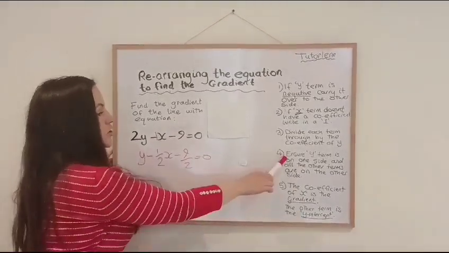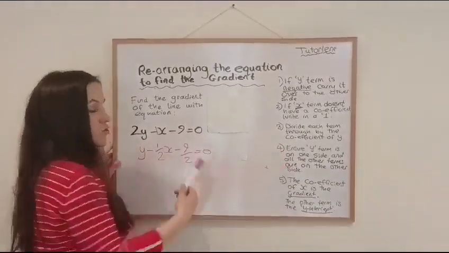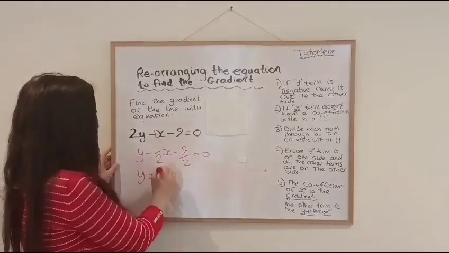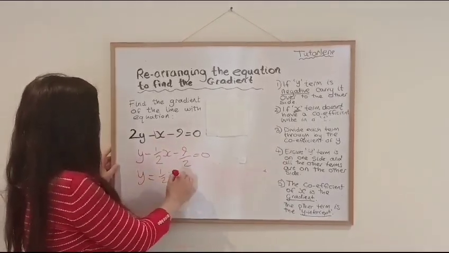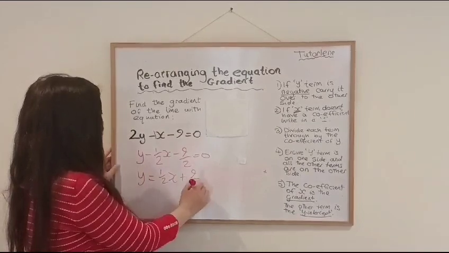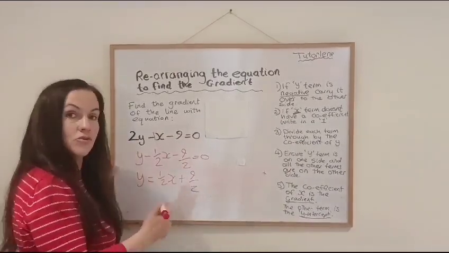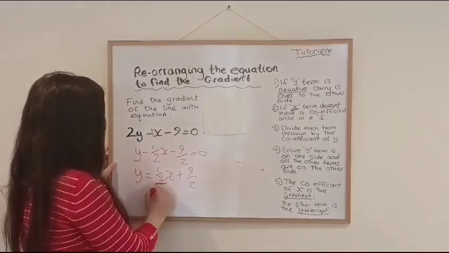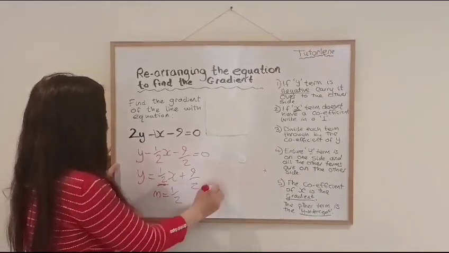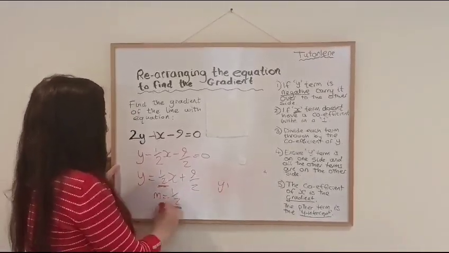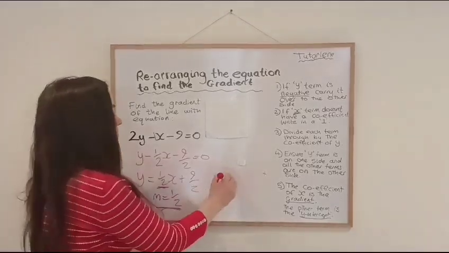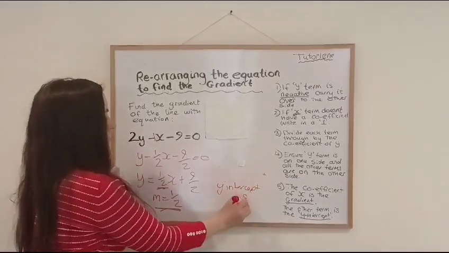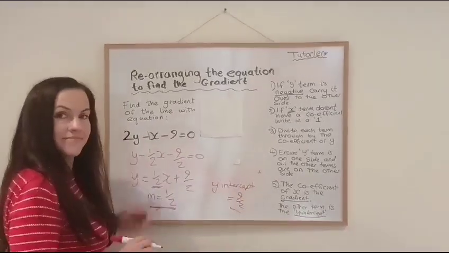And then step 4, ensure the y term is on one side and all the other terms are on the other side. So if I keep y there, it's going to become positive a half x plus 9 over 2. You might have written it as 9 over 2 plus a half x. The coefficient of x is the gradient. So gradient is a half. I'll just write that there. Gradient is a half, and the y-intercept is 9 over 2. I'll do another example.